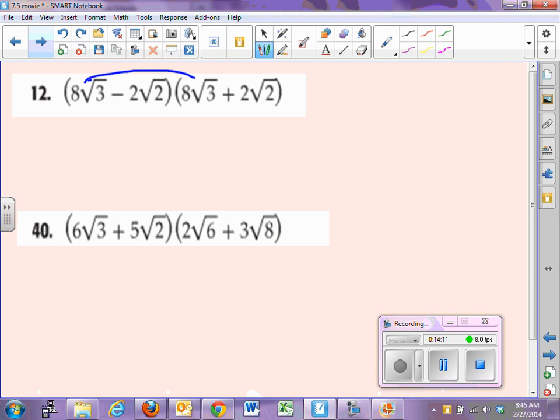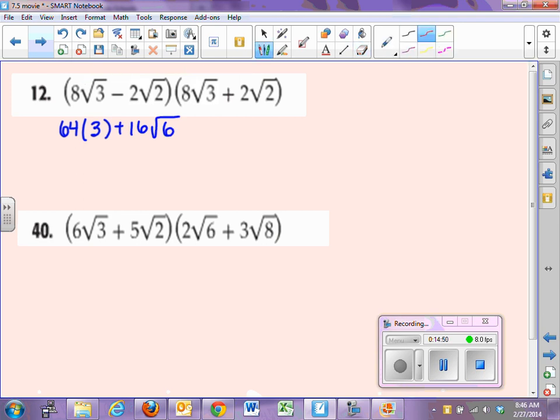Well, what I do is multiply the 8 times 8, and that's 64. Radical 3 times radical 3. Do you realize that's the square root of 3 squared, so the 2's cancel, so that's just 3. Or you could think of it as that's the square root of 9. Then we multiply this times outside. The outside times outside. And since it's positive times positive, it's positive. 8 times 2 is 16. Now, square root of 3 times square root of 2 is square root of 6.